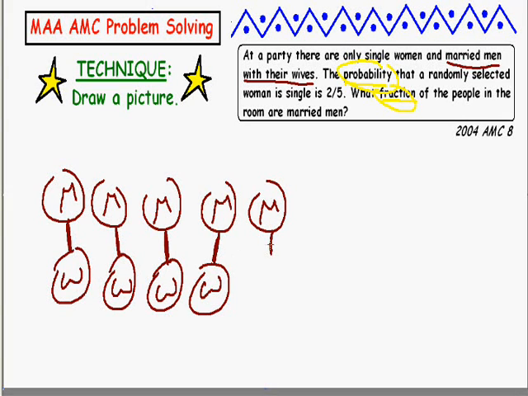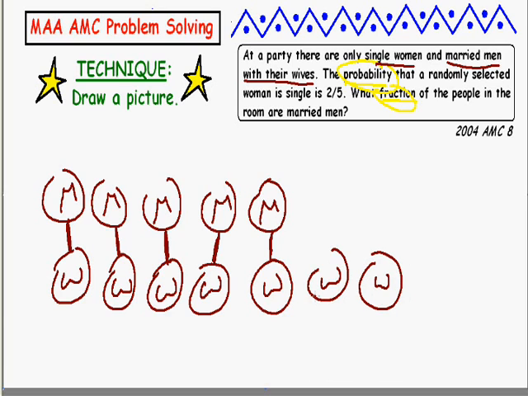This woman's connected to this man. And here I've got an extra man who's not with his wife. So let me draw an extra woman then in this picture. And there's some single women as well. So watch out, there's single women. So there's some extra women.